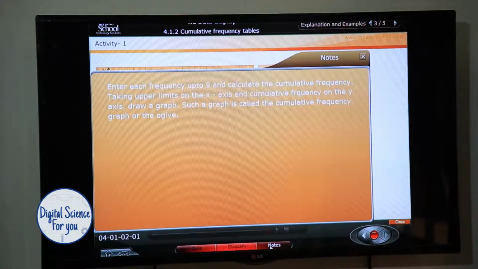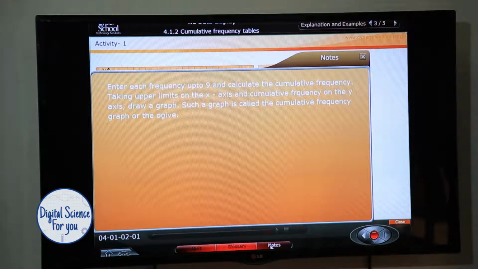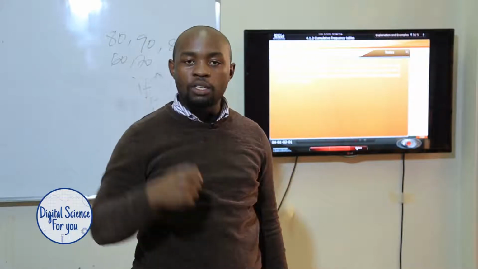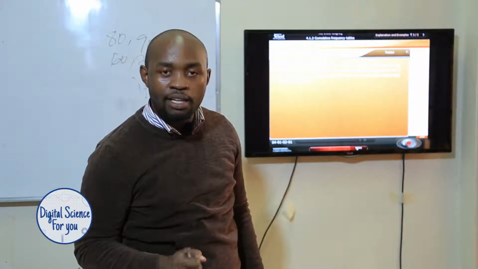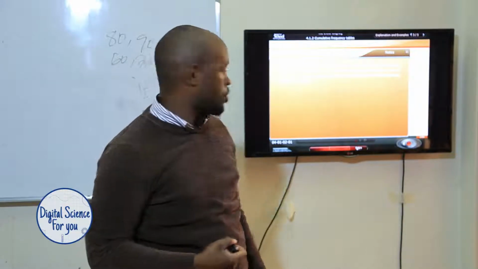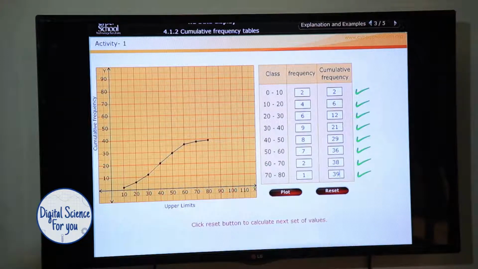Enter each frequency up to 9 and capture the cumulative frequencies. These are the notes about the information. The notes are part of our digital science. So you just have to click notes for every slide, and you'll be able to get the notes about that information. If you want to run the quiz, then you go ahead and check yourselves under quiz here.